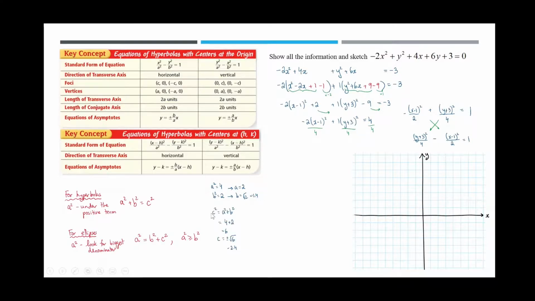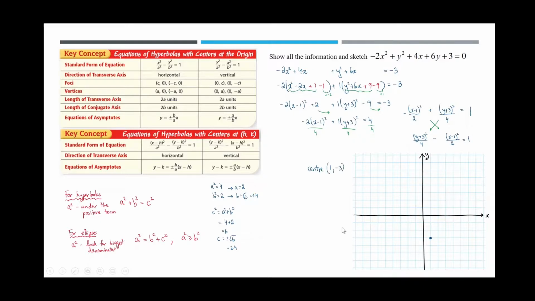And then you can use the Pythagorean theorem to locate the size of C, because C is going to tell us where the focal point is located. So once you solve for C, you'll get roughly 2.4. That's going to go up and down in both directions because there's going to be two of them.